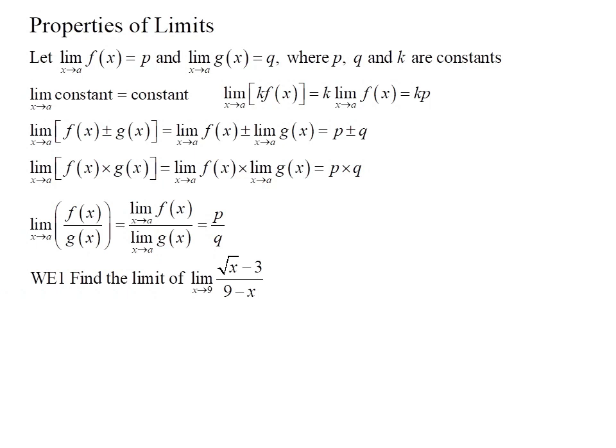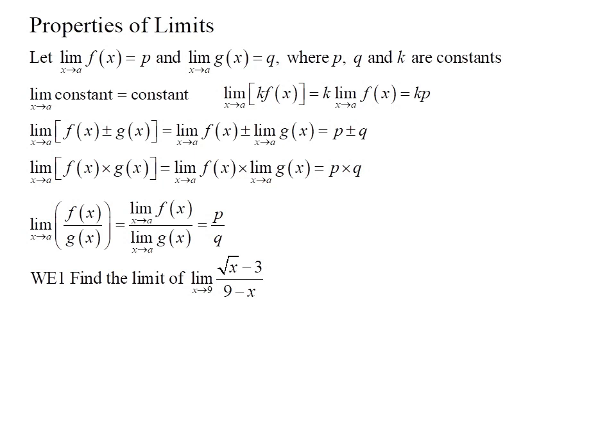Now we start to show how to apply the properties of the limit along with some algebra techniques through a few worked examples. The first example is to find the limit of the square root of x minus 3, over 9 minus x, as x approaches 9. The initial observation tells us that both the numerator and the denominator equal 0 when substituting 9 into the expression. Hence, we need to do something with the expression so that we can substitute 9 into it.